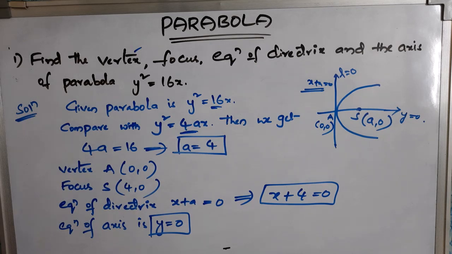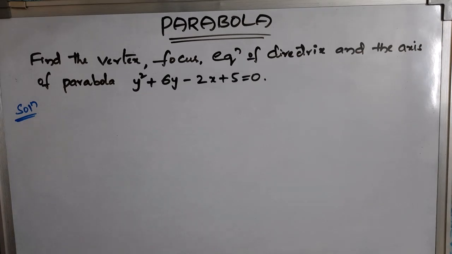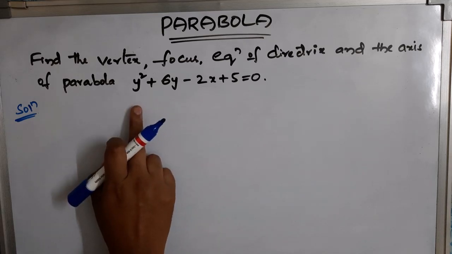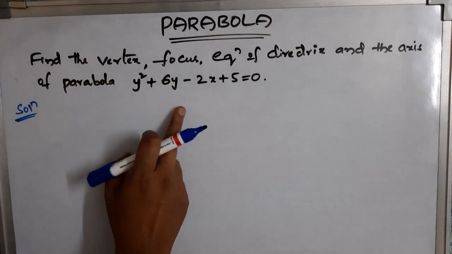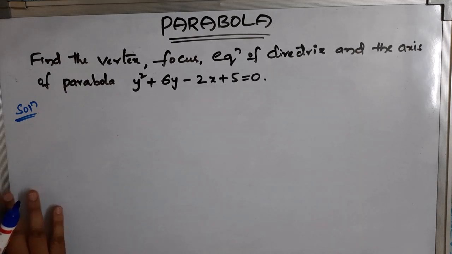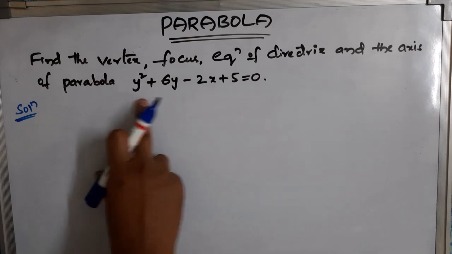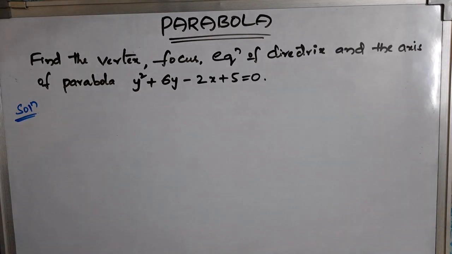Now let us see another question, of another form of the parabola. Take a look at this second question. We have to find the vertex, focus and equation of directrix, and the equation of the parabola is y square plus 6y minus 2x plus 5 is equals to 0. The previous problem was a very simple equation, but here it is a long equation and it is difficult to find. If you use a trick, you are going to find it in a simple way, right?